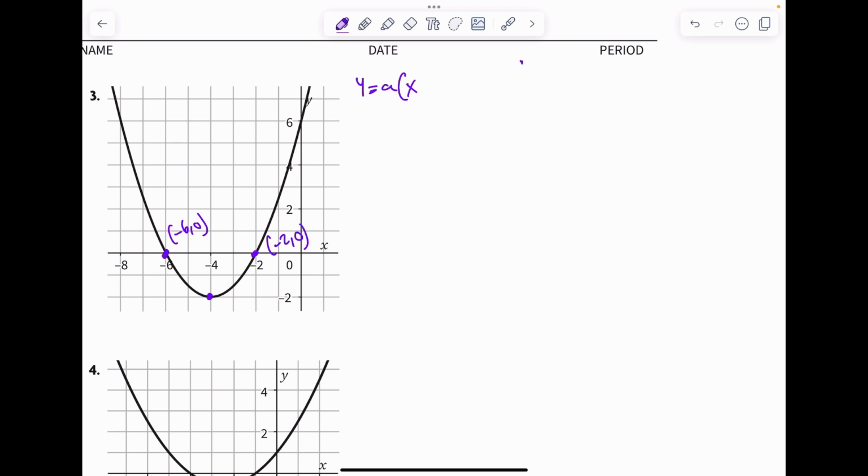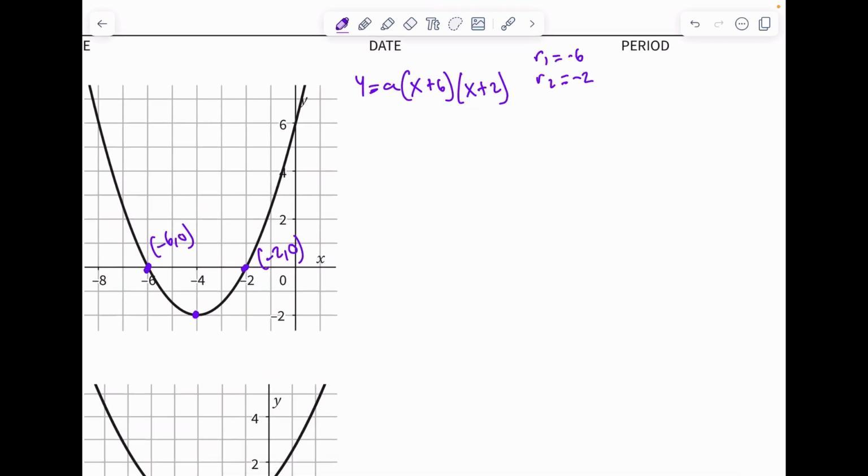So my root 1 is equal to negative 6, root 2 is equal to negative 2. So we have x plus 6, this is x plus 2. Okay, so we're close. Now let's go ahead and solve for a. So how are we going to do that?